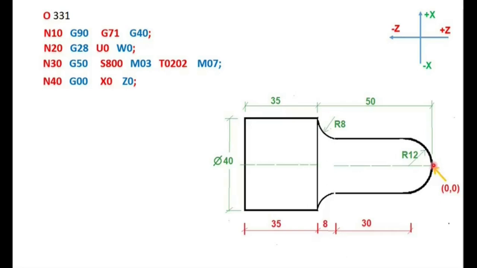Now from here I have to move like this, you can see. So what is this one? This direction is anti-clockwise, so that's why we are using G03. Now when the tool is here, what is the end point? In X direction, from here it is 12, positive side. Here is Z minus 12. So X12, Z minus 12. What is the radius? R12, and feed rate is given.